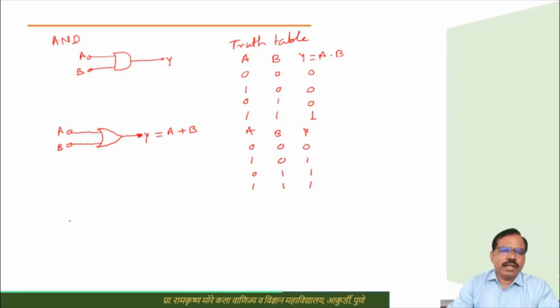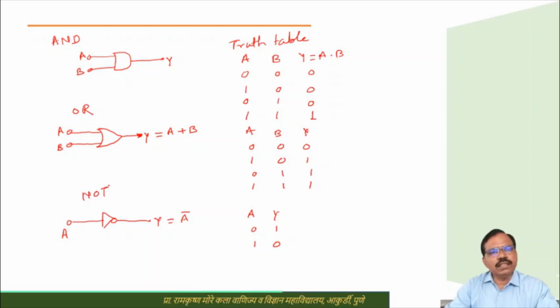Then we have the NOT gate. The NOT gate has only one input. This is the symbol for the NOT gate and we have the output here. Y is the complement of A. So when A is 0, Y is 1 and when A is 1, Y is 0. So these are the three logical gates in digital electronics.